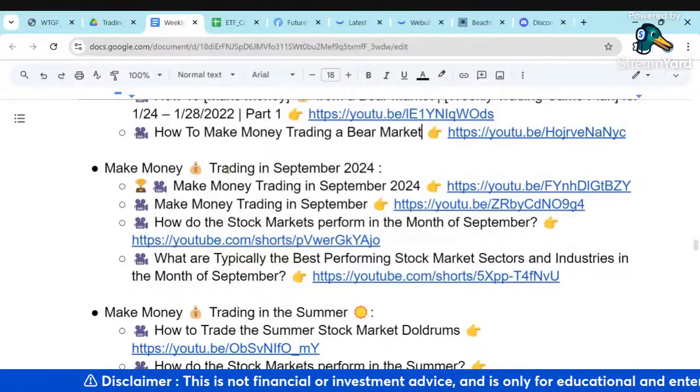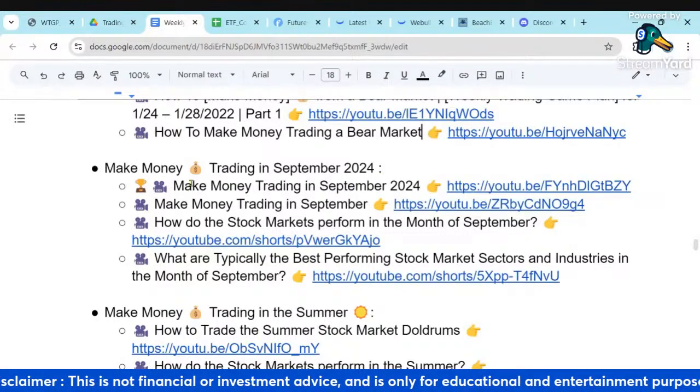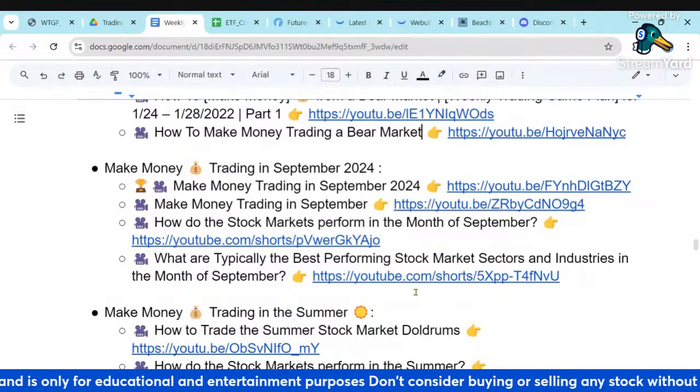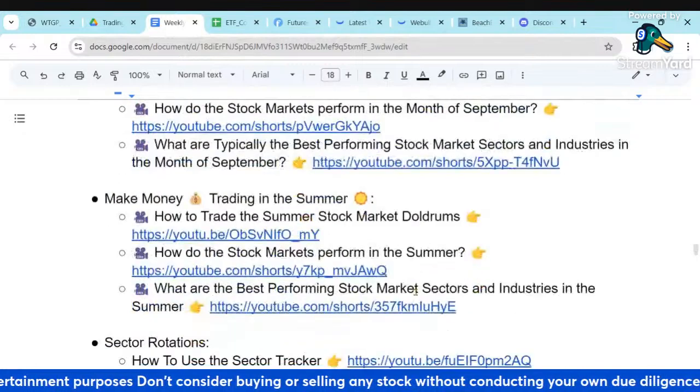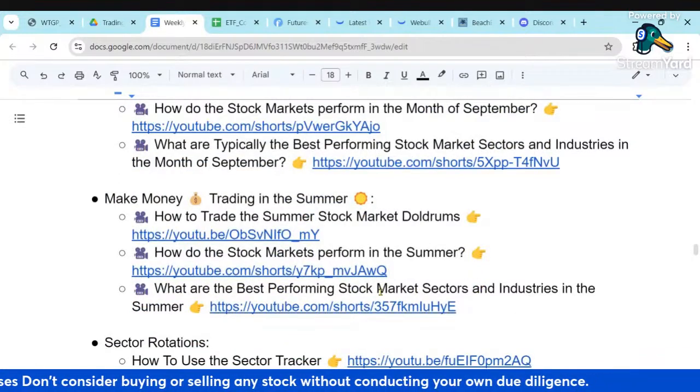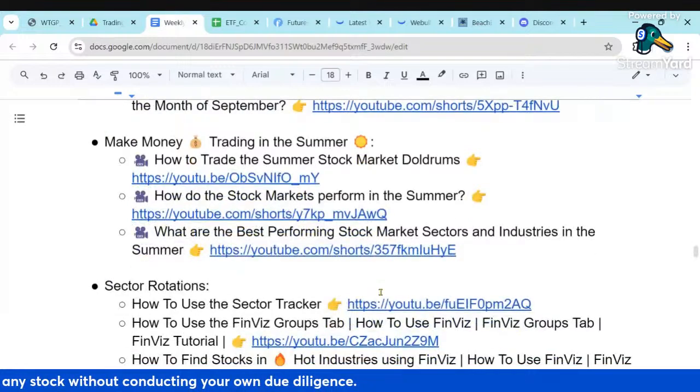And we've been talking about making money trading in September the past several weeks. Previously, you can hear how the markets tend to perform, typically the best markets, sectors and industries, also wrapping up the summer. So then we'll transition into the fall. We'll look at making money trading in the fall.